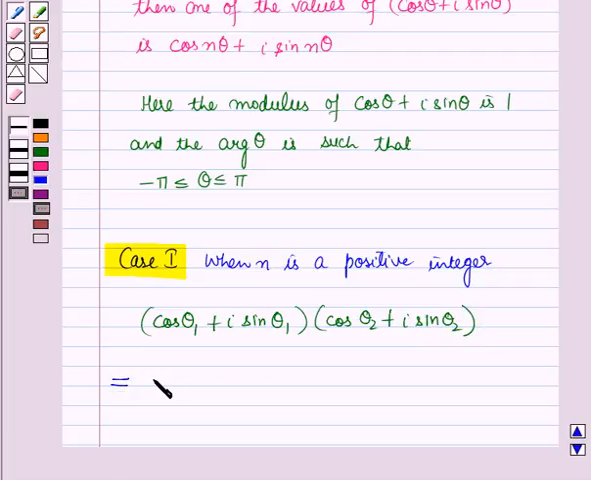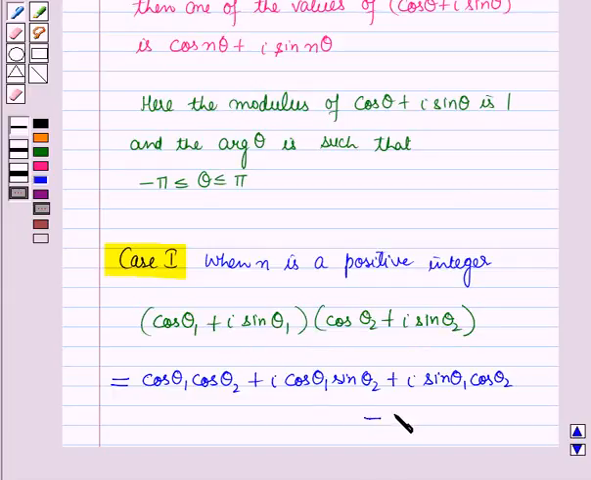is equal to cos theta 1 into cos theta 2 plus i cos theta 1 sin theta 2 plus i sin theta 1 cos theta 2 plus i square sin theta 1 into sin theta 2. Now i square is minus 1, so it will become minus sin theta 1 into sin theta 2.